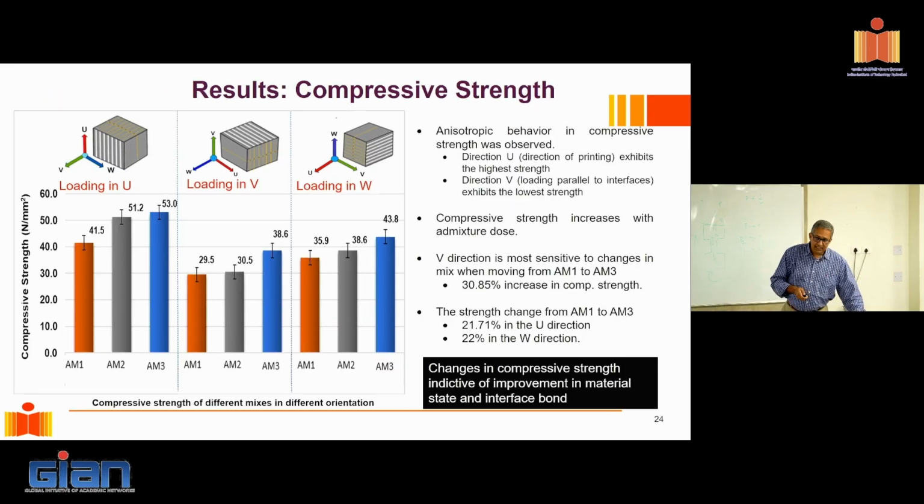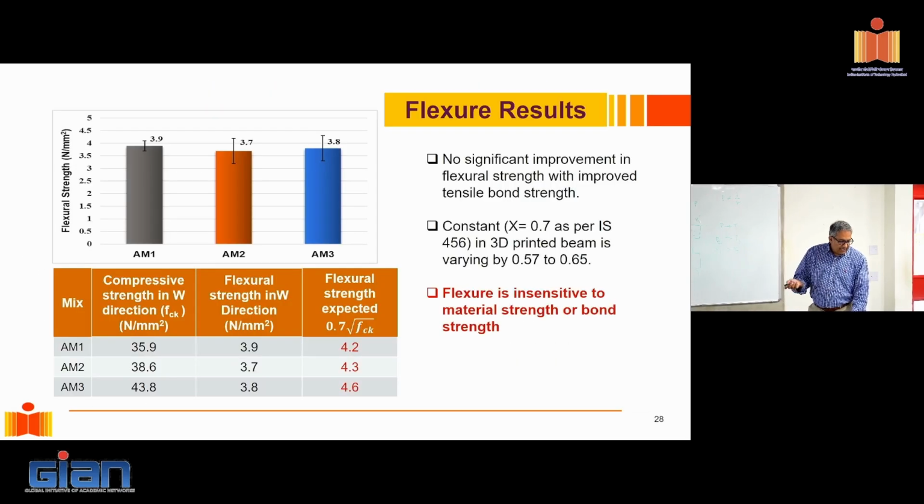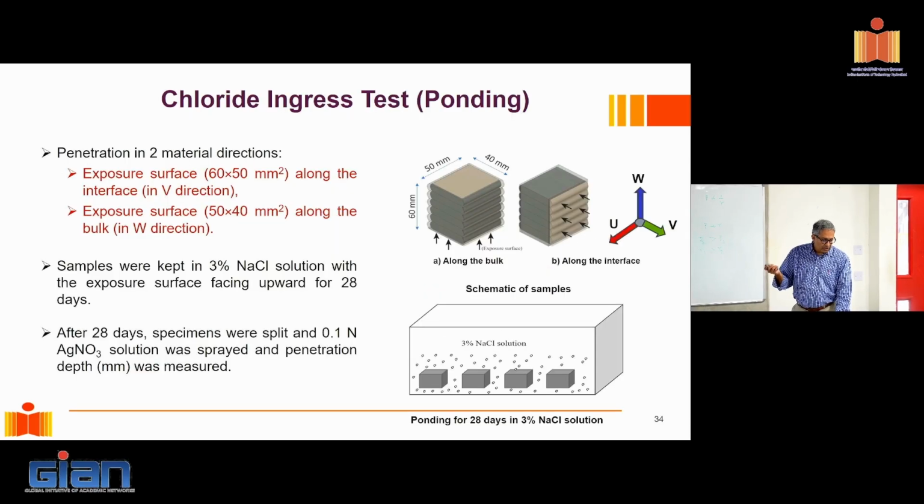Then the compressive strength testing, this is for different fluidities. You see AM1, AM2, AM3 in the different directions of testing. Direction U, which is the strongest direction, V, which is the weakest direction, W, which is the intermediate. In all three of them, the compressive strength increased when we increased the fluidity of the paste that was extruded. Same thing with flexural testing. We get improvements there, but it's not so sensitive.